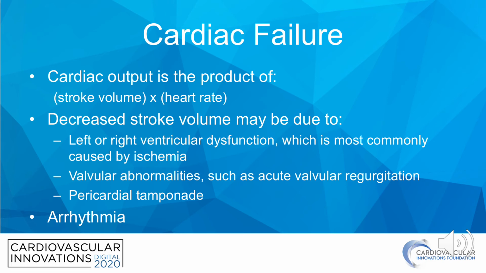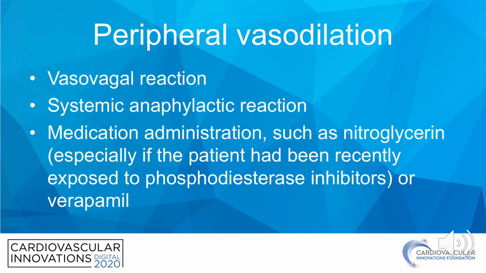Valvular abnormalities can often be caused by a catheter, such as with acute valvular regurgitation. And lastly, pericardial tamponade may be contributing to decreased stroke volume. For arrhythmias, either bradyarrhythmias or tachyarrhythmias may be contributing to decreased cardiac output. Peripheral vasodilation occurs with vasovagal reactions or systemic anaphylactic reactions, most commonly contrast-induced, or medication administration such as nitroglycerin or with verapamil.